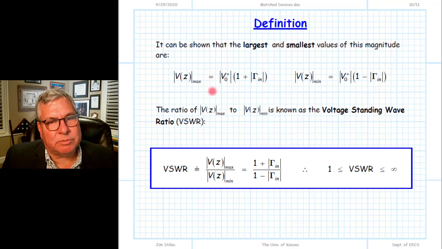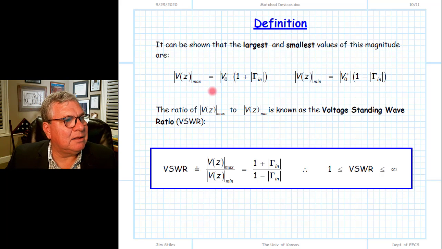We can do a little algebra, and we can show that the largest magnitude of voltage we find along our transmission line, as we move up and down our transmission line searching for the peak of our voltage magnitude, again, this is the point at which the magnitude of the oscillation is the largest, is equal to 1 plus the magnitude of gamma in.